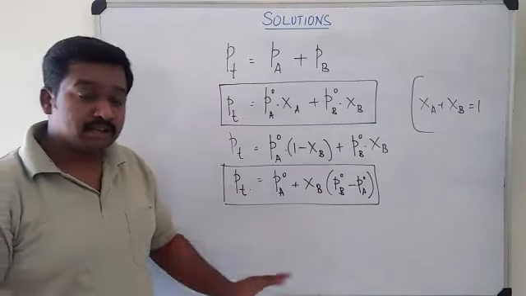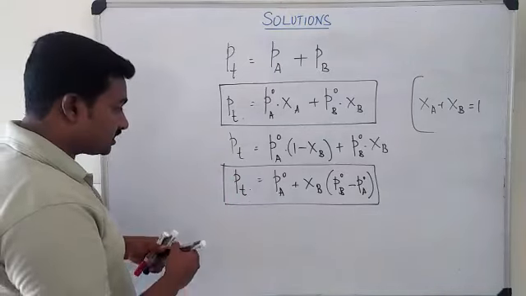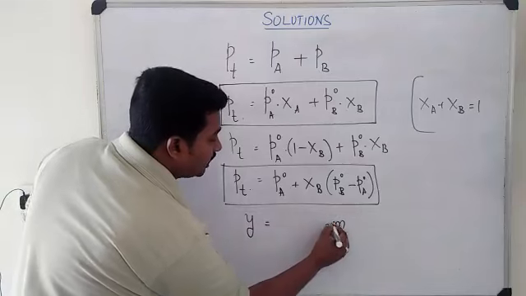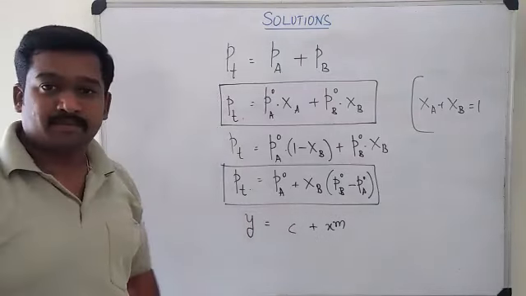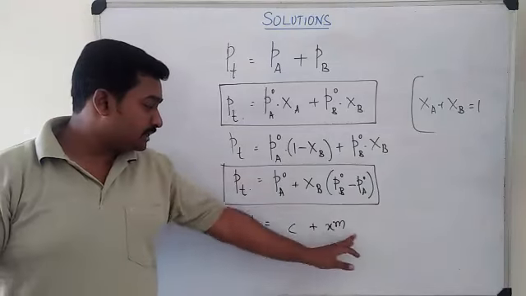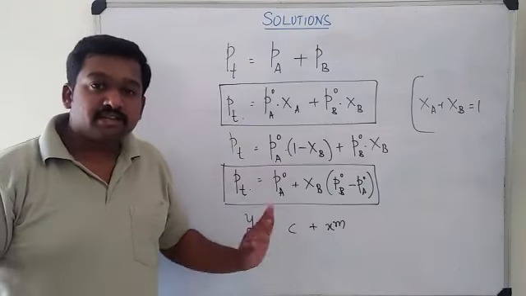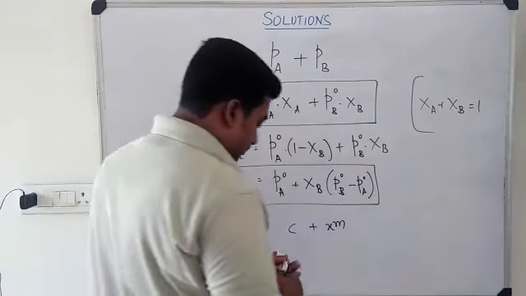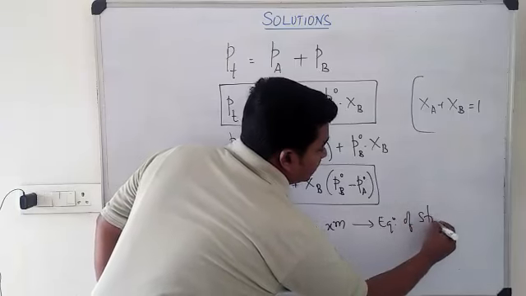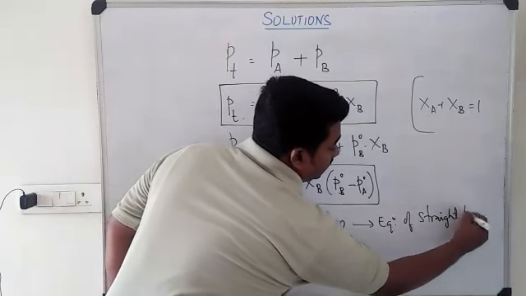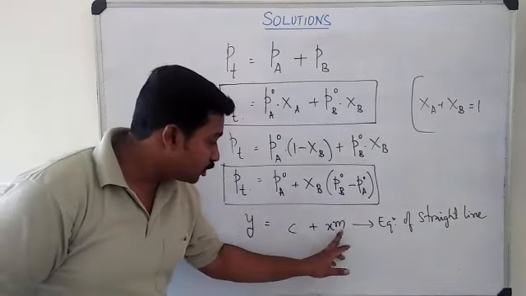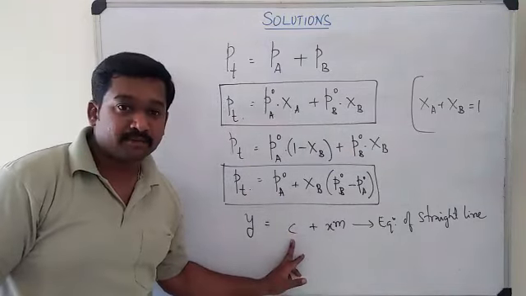So this is the expression, and I want you to compare this expression with the well-known expression y is equal to mx plus c. This expression we have seen in mathematics. Y is equal to mx plus c. And the equation represents what? It represents the equation of straight line. Equation of straight line in slope-intercept form, where m is the slope and c is the intercept.